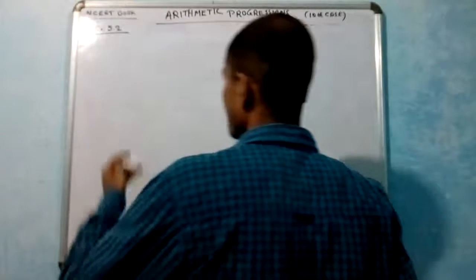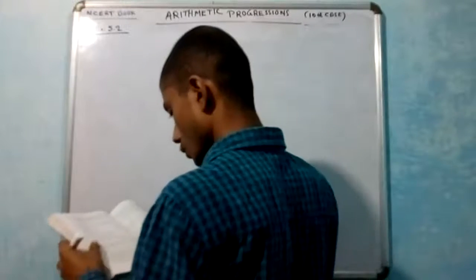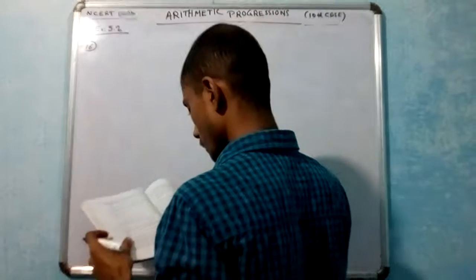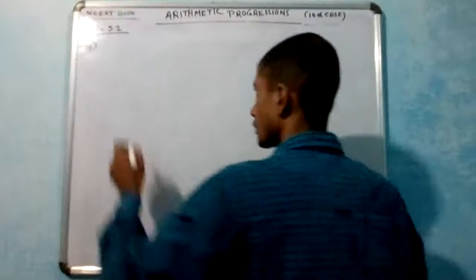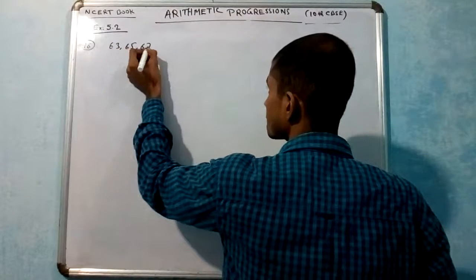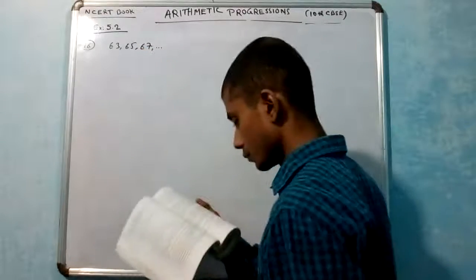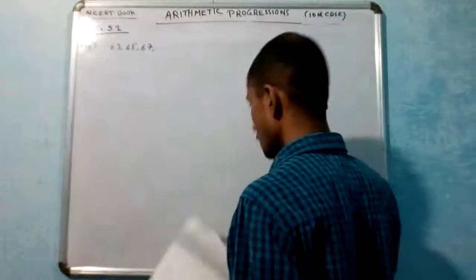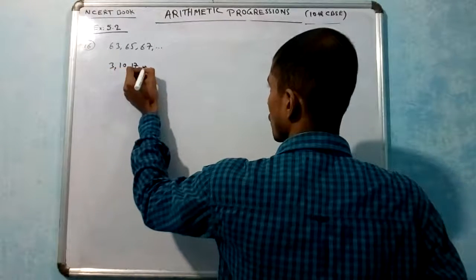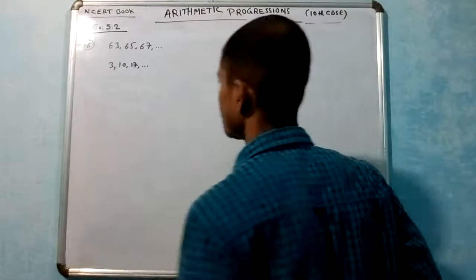Easy, good question. See, just the statements, if you understand, work is over. 15. What are the two APs? The first AP is 63, 65, 67. Tell me the two APs. 63, 65, 67, infinite, no? And 3, 10, 17. 3, 10, 17, no? The two APs.